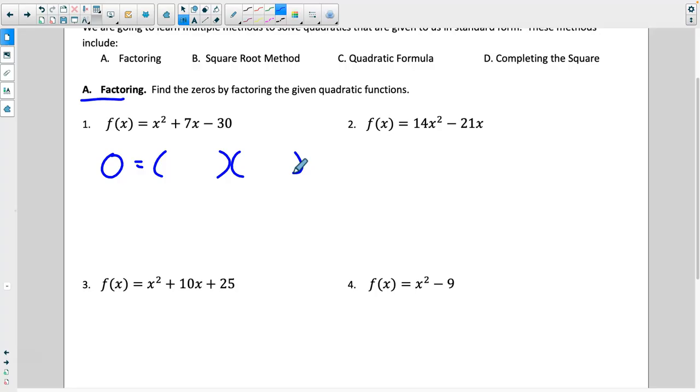So give me two numbers. What multiplies to negative 30, but adds up to positive 7? 10 and 3. Which one's positive, which one's negative?